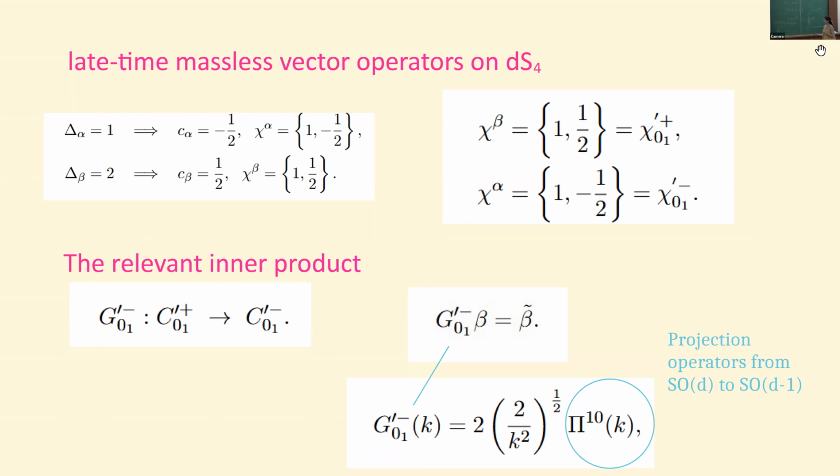But in general, these intertwining operators involve a sum over projection operators, which are projecting SO(D) representations to SO(D-1). So this is the little group analogy to the Minkowski case. This is where that appears. And for this particular one with these particular labels, you just need to use this one.